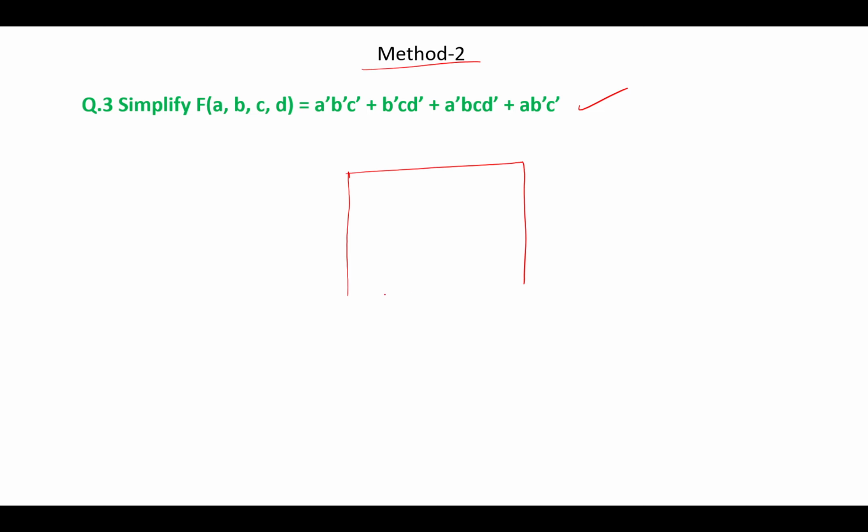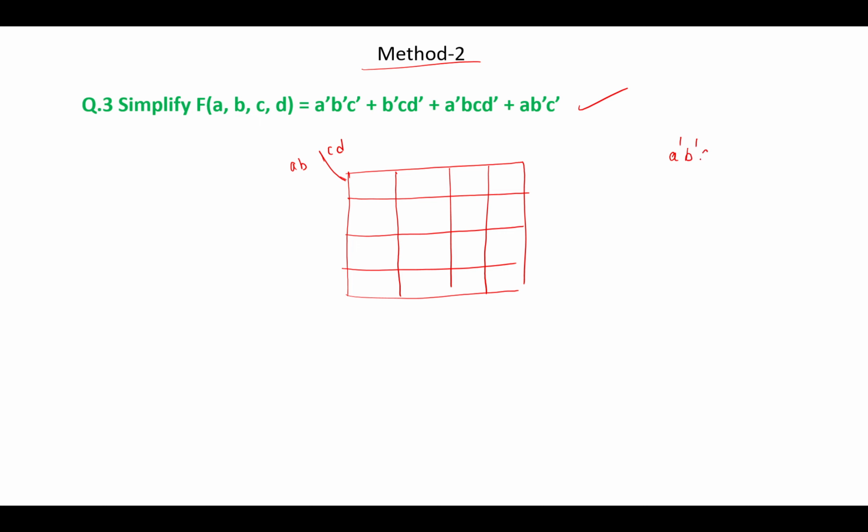So first we draw the 4 variable K map, and we know the 4 variable K map. This is your AB, and this is CD. So the first expression is A bar B bar C bar. Okay, this is all 0. So we know this one: 00, 01, 11 and 10. This is 00, 01, 11, 10.